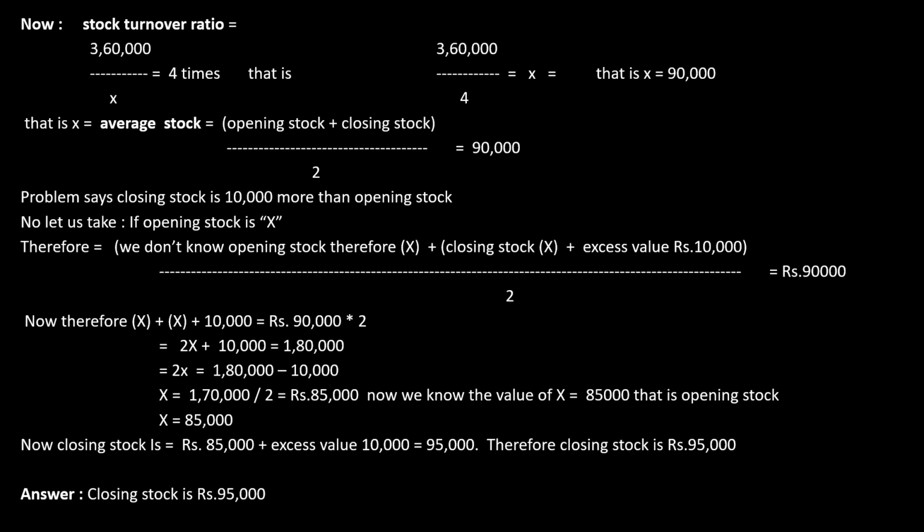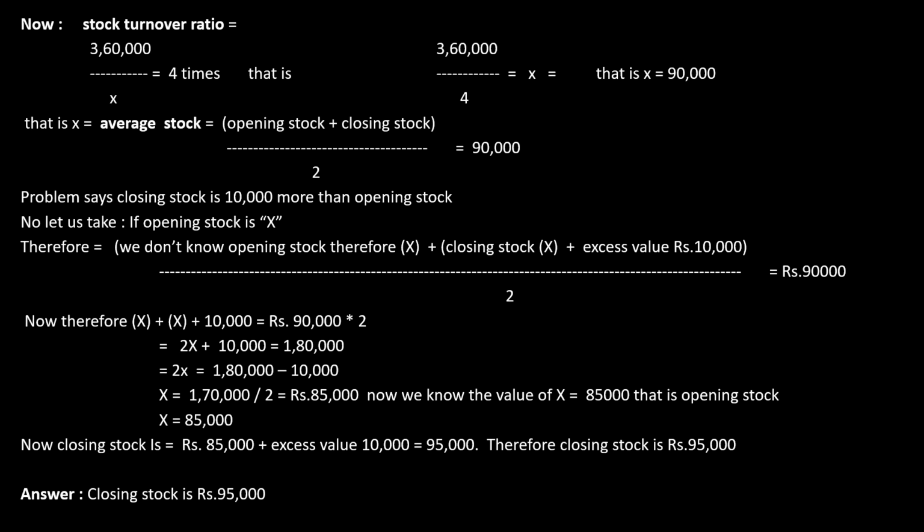Now, we don't know the opening stock, so I'm going to take it as X. Even the closing stock I don't know, but I know closing stock will be the opening stock, that is X, plus 10,000. Is it clear? Opening stock I'm going to take as X. The closing stock is 10,000 more than the opening stock. So again I'll write X plus 10,000.